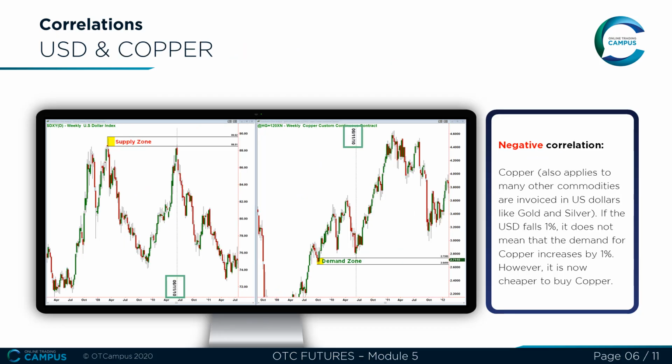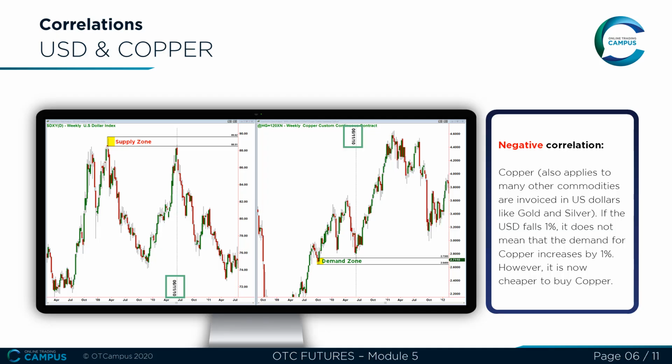There is normally an inverse relationship between the value of the dollar and copper, and in fact with commodity prices in general. The prices of commodities have historically tended to drop when the dollar strengthens against other major currencies, and when the value of the dollar weakens against other major currencies, the prices of commodities generally move higher.